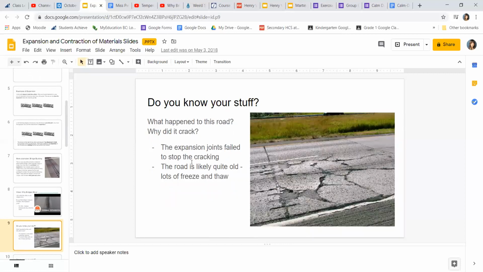Okay, and so again, we're looking at a road that has pretty extensive cracking going on here, and that's because maybe they didn't use the right expansion joints. Also, quite frankly, it could simply be quite old. You will have to do maintenance on all these different kinds of materials because they are exposed to a lot of wear and tear, as well as just being exposed to the elements year round. And so it's not always an indication that the expansion joint has completely failed. Sometimes it's just a simple matter of, yeah, it's old, so it needs to be updated.